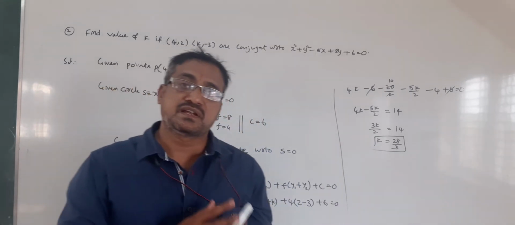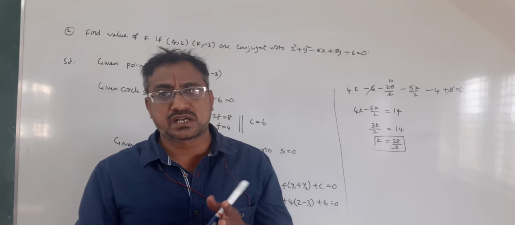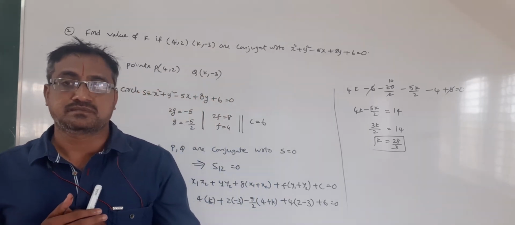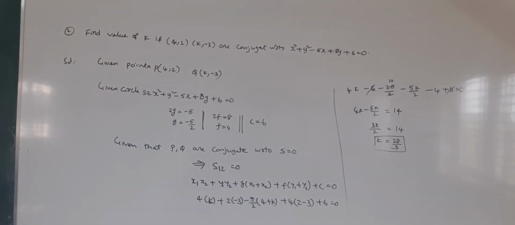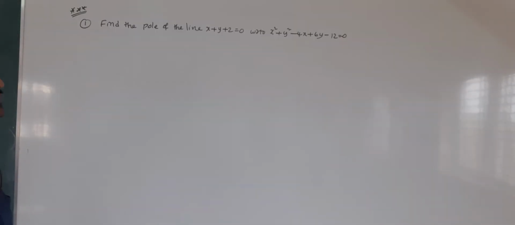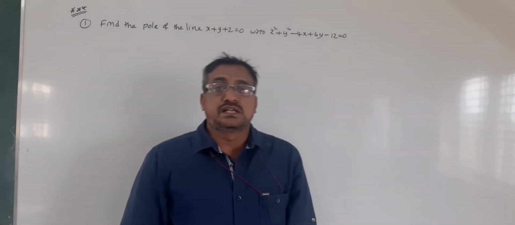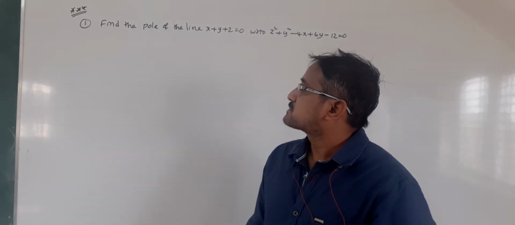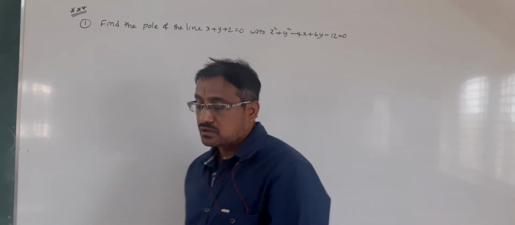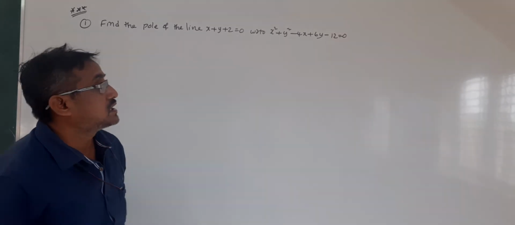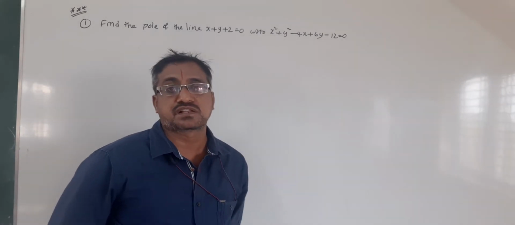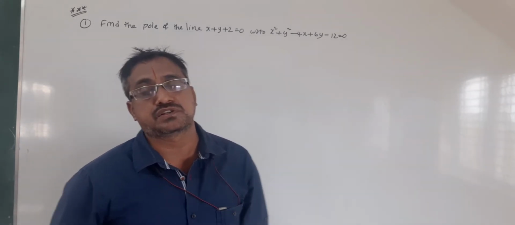Here they have given that the points are conjugate and you need to find some value. Very, very important model. Another important model: find the pole of the line x plus y plus 2 equal to 0 with respect to the circle x square plus y square minus 4x plus 6y minus 12 equal to 0.